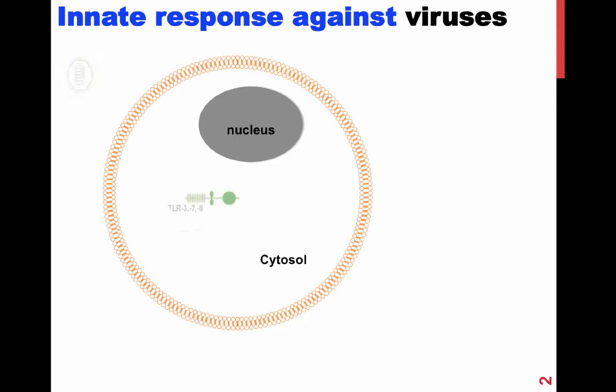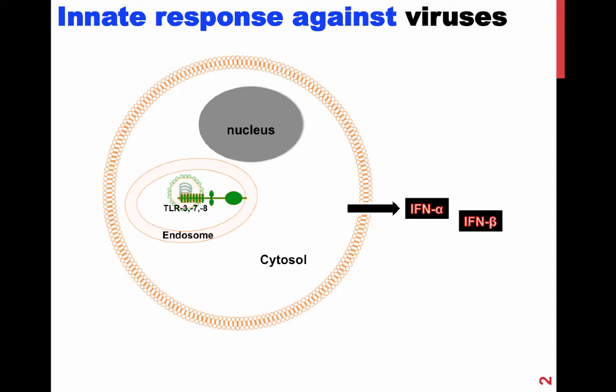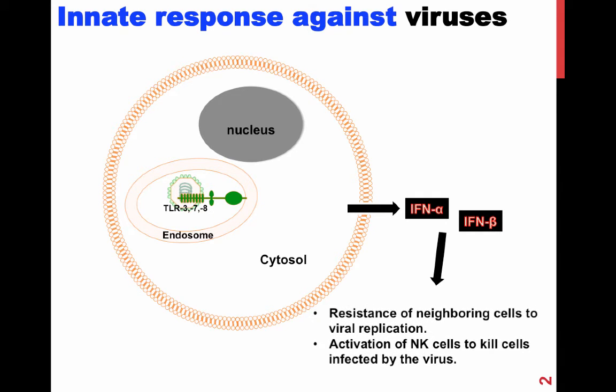First, we're going to talk about the innate immune response against viruses. Once viruses infect cells, they are normally recognized by intracellular toll-like receptors, or TLRs, such as TLR3, 7, and 8. Cells infected with these viruses respond by producing interferon alpha and beta, which induce resistance of neighboring cells to viral replication and activate natural killer cells to kill cells infected by the virus.